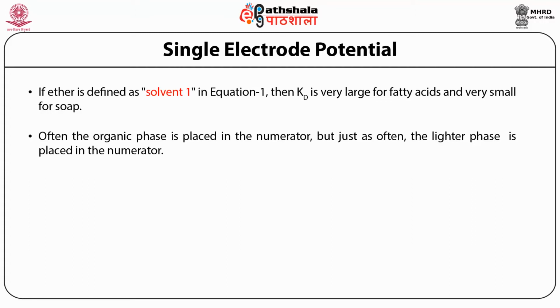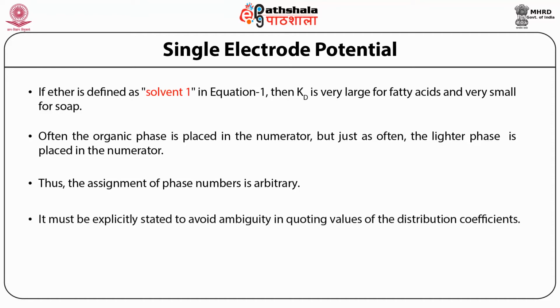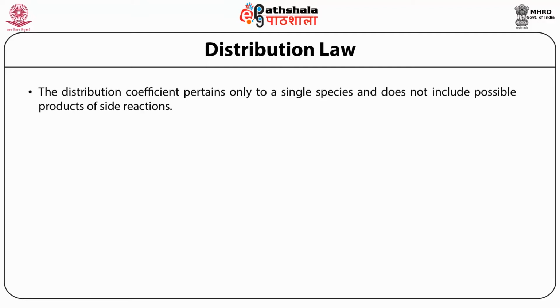In equation 1, phase 1 appears in the numerator and phase 2 in the denominator. Often the organic phase is placed in the numerator, but just as often the lighter phase is placed in the numerator. Thus, the assignment of phase number is very arbitrary and must be clearly stated to avoid any ambiguity in quoting values of the distribution coefficients. The distribution coefficient pertains only to a single species and does not include possible products of side reactions.